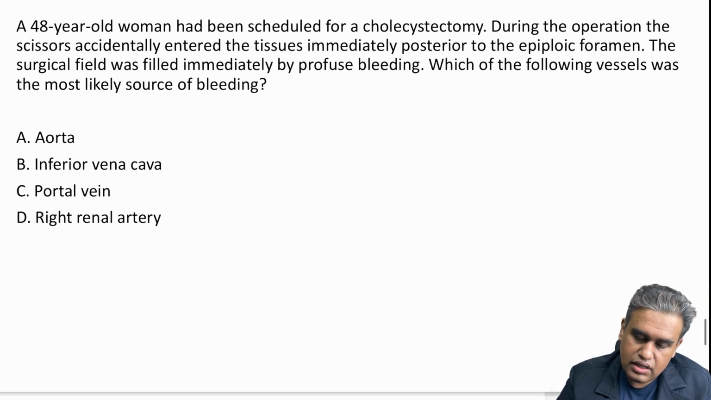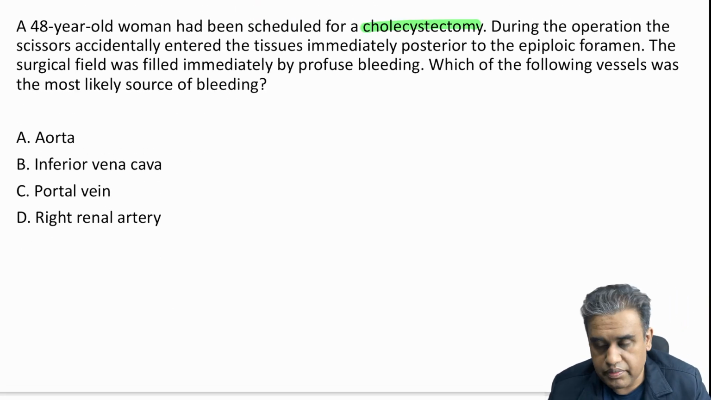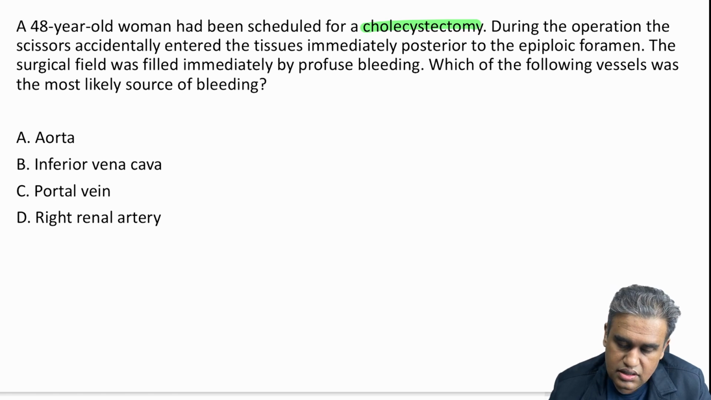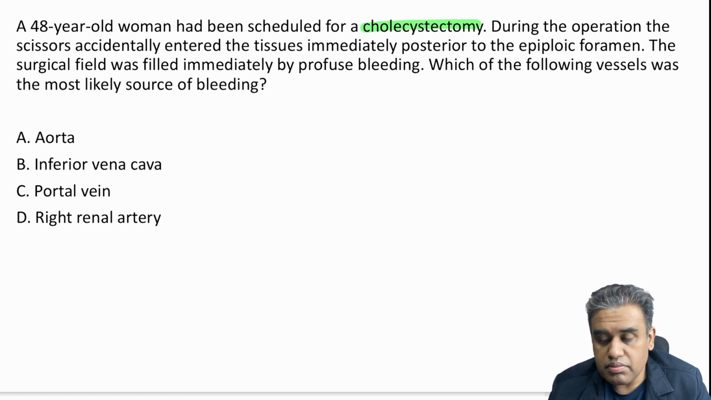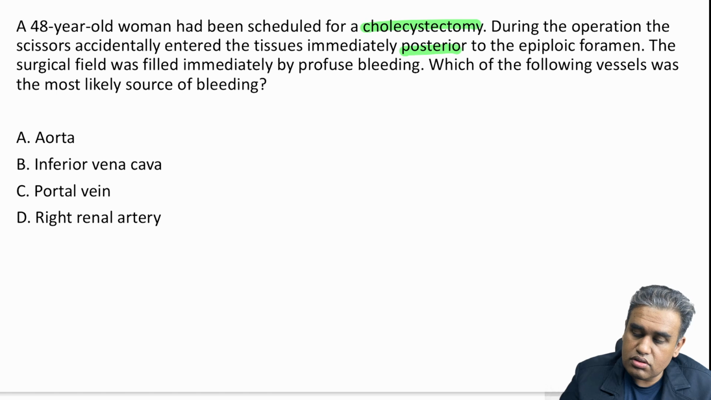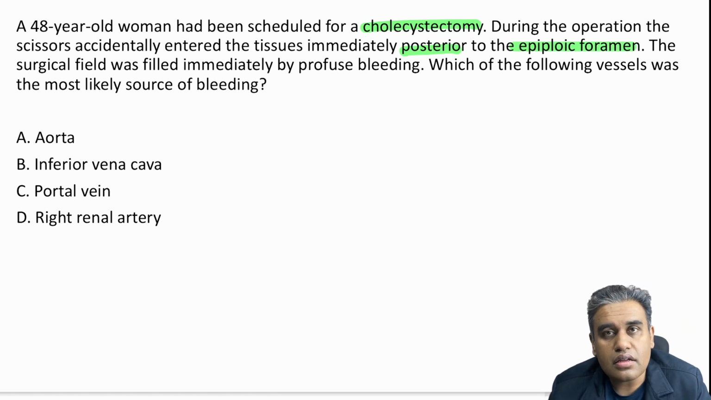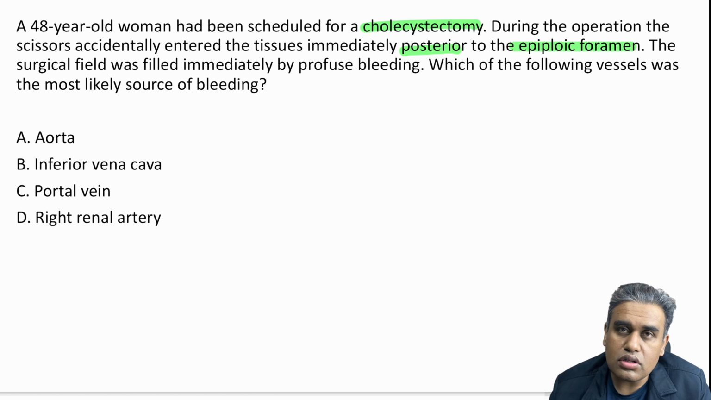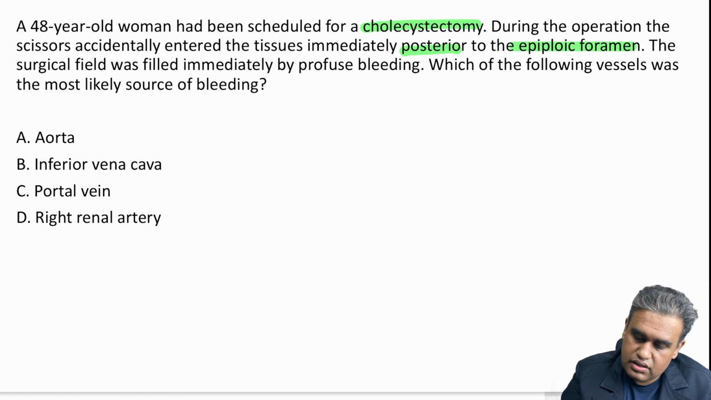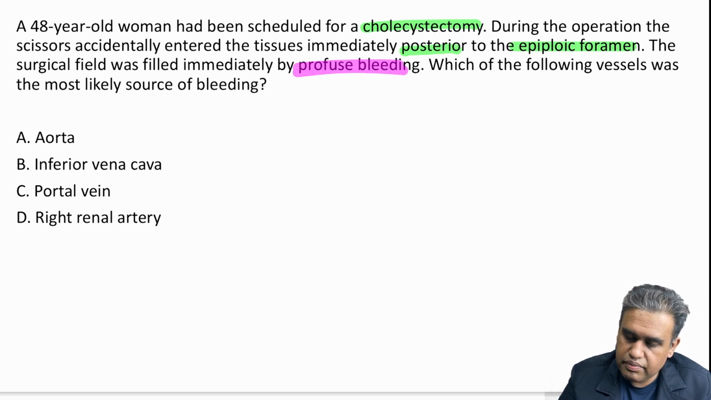A 48-year-old lady has been scheduled for cholecystectomy, that is removal of the gallbladder. During the operation, the scissors accidentally entered the tissues immediately posterior to the epiploic foramen. So there was a mistake, right? Immediately behind the epiploic foramen, or the foramen of Winslow, the scissors actually entered the tissue. The surgical field was filled immediately by profuse bleeding, and that's a danger sign. Which vessel was most likely injured?